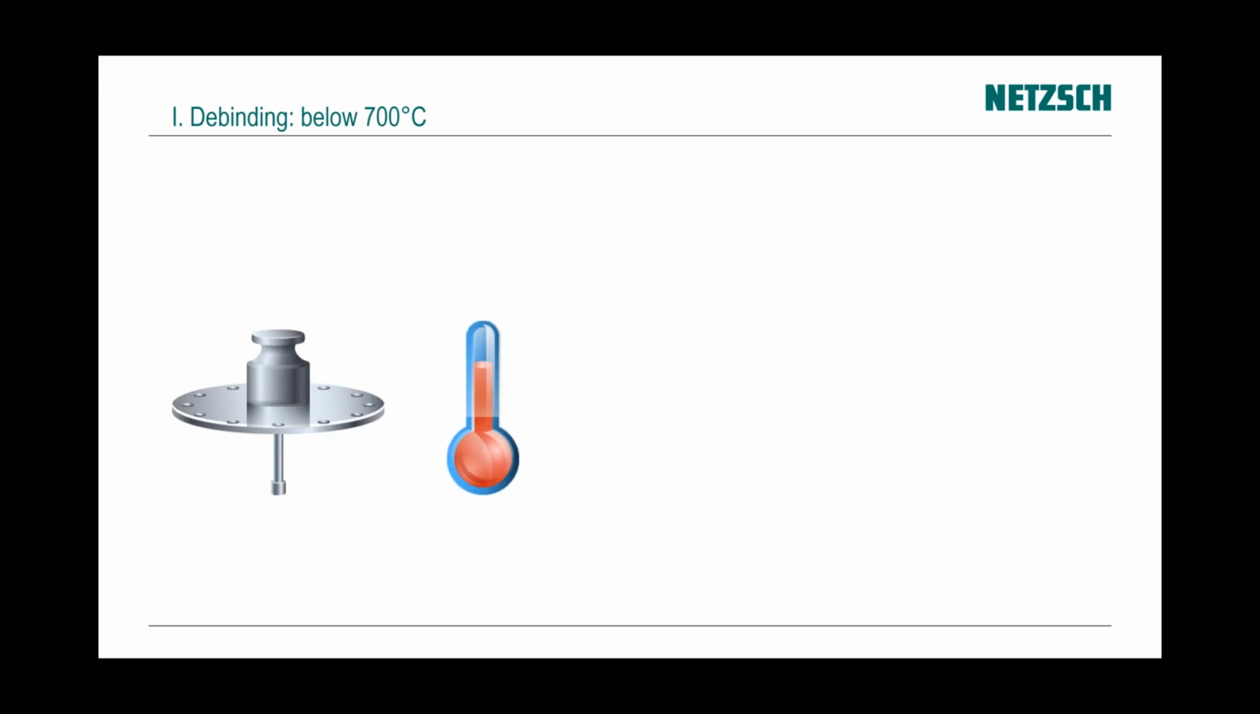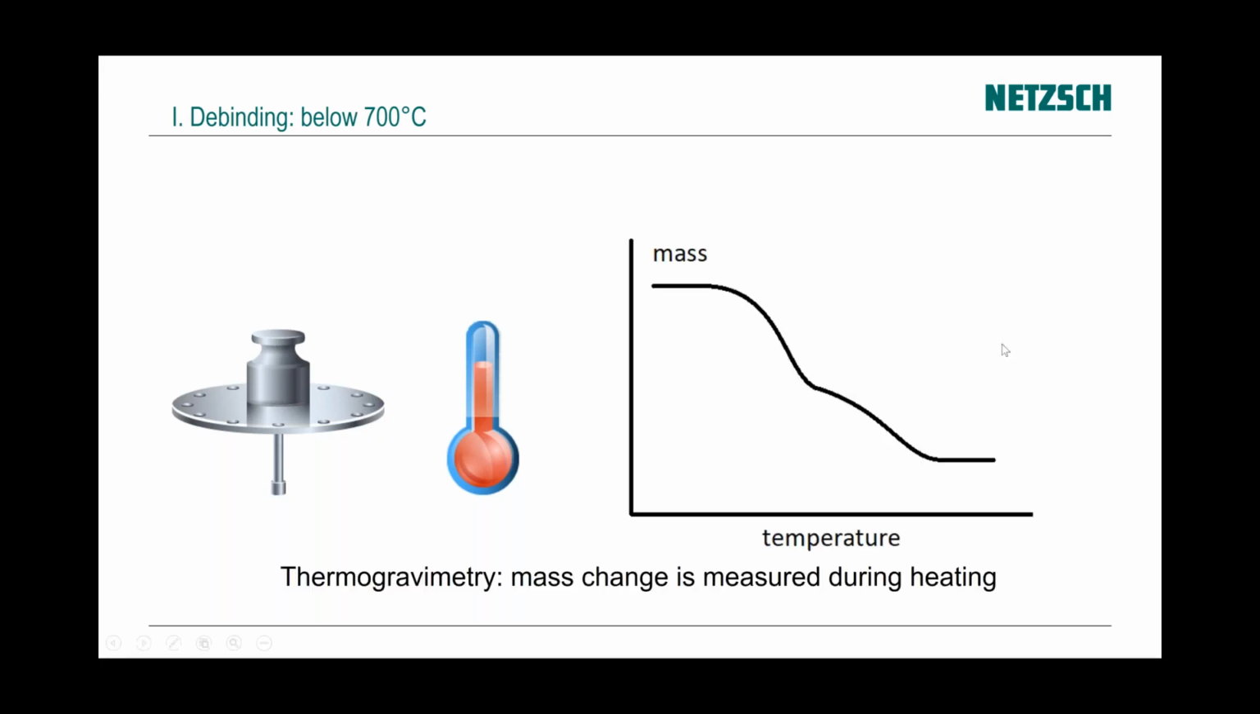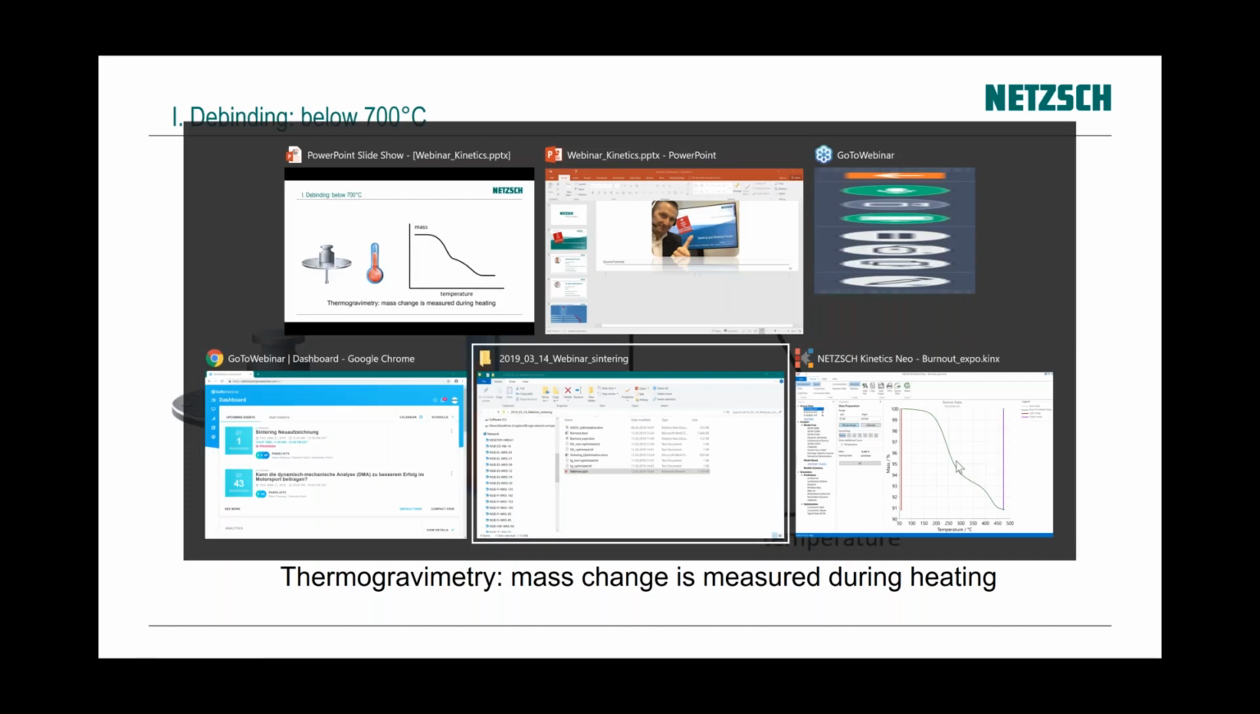So if we measure the mass during the heating, then we have a curve which is called a thermogravimetric curve, as the mass depends on the temperature. At the beginning, mass is 100%, and at the end, after decomposition, mass will be much below. Now, let's see what we have in our software.